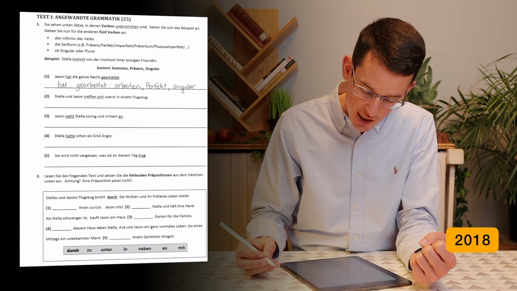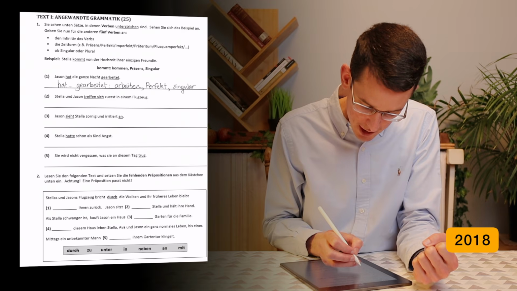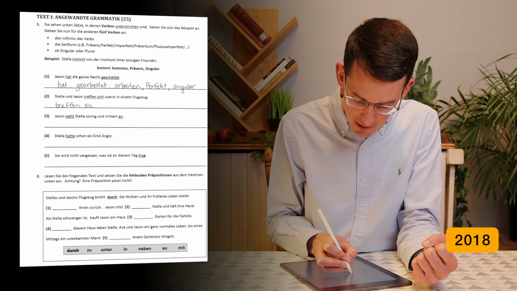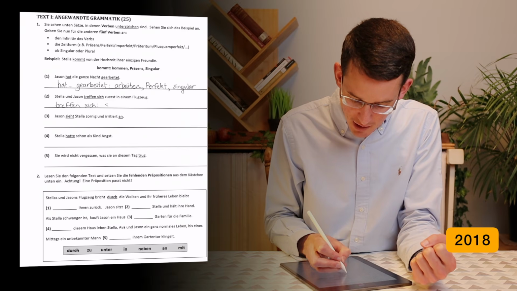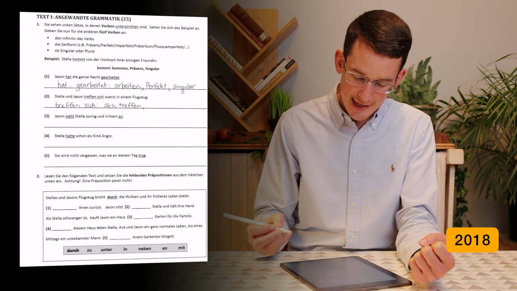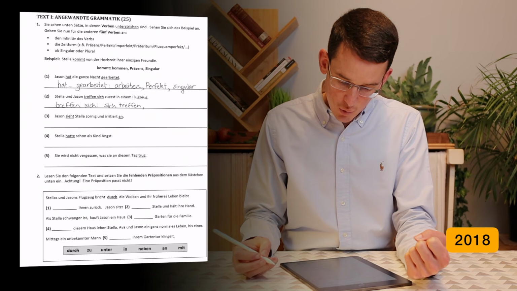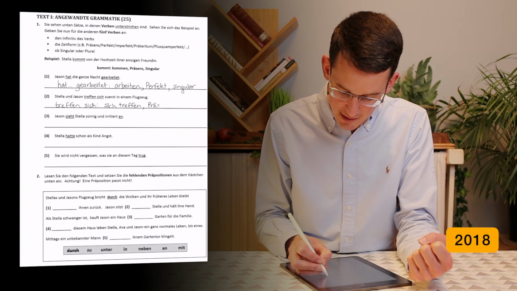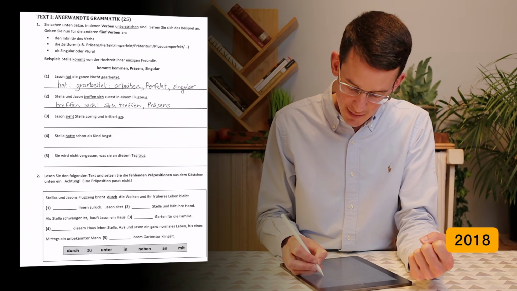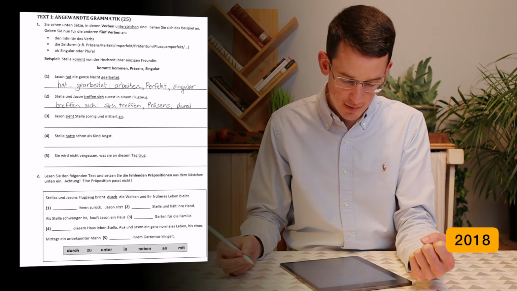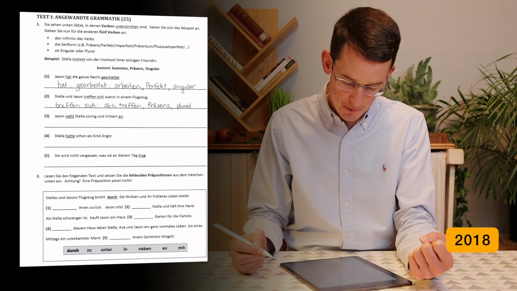The second one here, Stella und Jason treffen sich zuerst in einem Flugzeug. So again, just write out the verb as it appears in the sentence as neatly as you can. And then give the infinitive. The infinitive here would just be sich treffen, and do put down the sich again. Then what tense is it in? Obviously this is in the present tense, so this is just the Präsens. They meet in a plane, and then it's plural this time because it's two people, Stella und Jason, so it's they, sie treffen sich.